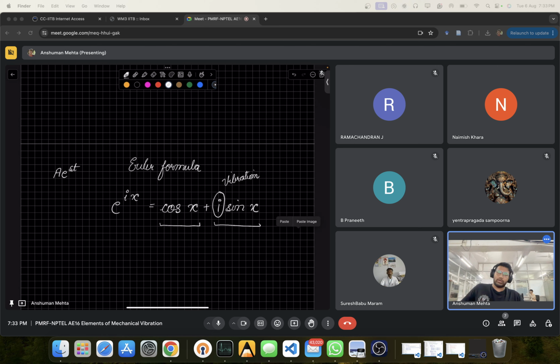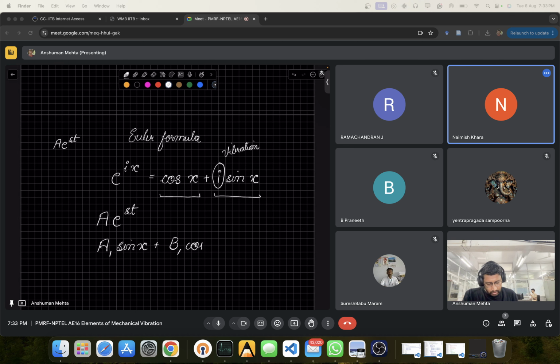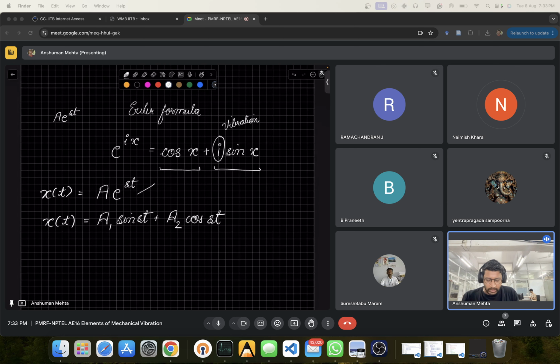So you can assume it in both ways. You can take it as e power st, or you can take it as a1 sin x plus b1 cos x, or a2 cos x. You can assume x(t) as either this or that. What it actually conveys is that this contains both the answers, that is the real part as well as the imaginary part.